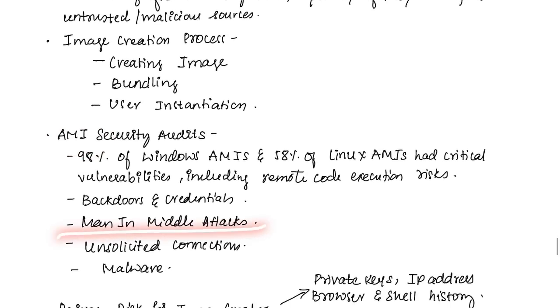Next we have man in the middle attacks. So if you're storing the images, then there is definitely a chance of a man in the middle attack to happen by exploiting the shared SSH keys over the internet. Then we have unsolicited connections. So some AMIs were configured to send information to external agents. So there are chances of information leak to happen, right? So the malicious attackers can make use of this information, and then further unsolicited connections could be established.